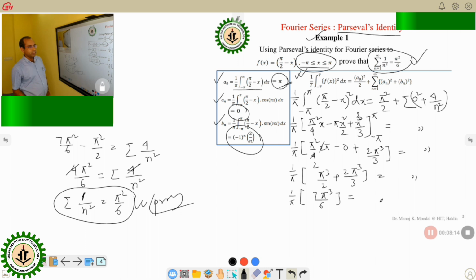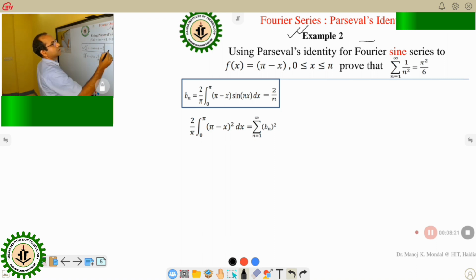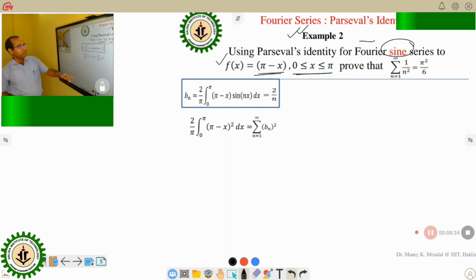Now we consider another problem. So consider here example number 2. Here this is the Parseval identity for half range Fourier sine series. Here the function is f(x) equal to pi minus x, and the interval is 0 to pi. So looking upon here for the half range sine series, what will be the Fourier coefficients? Only the bn is required, and the value of bn is this one.